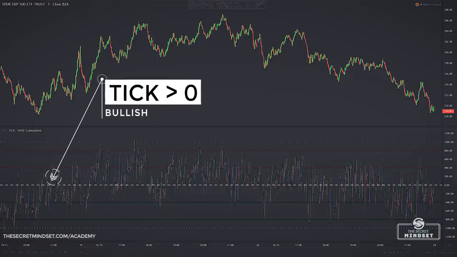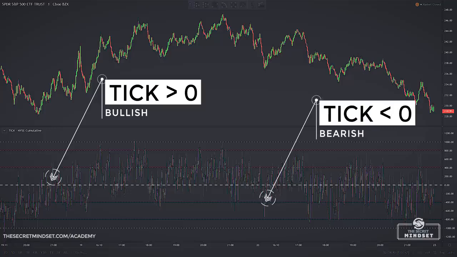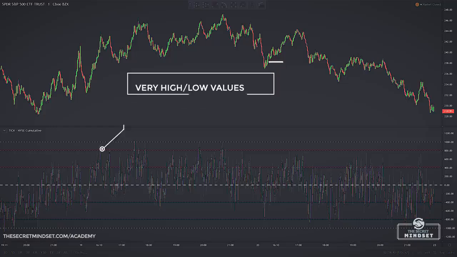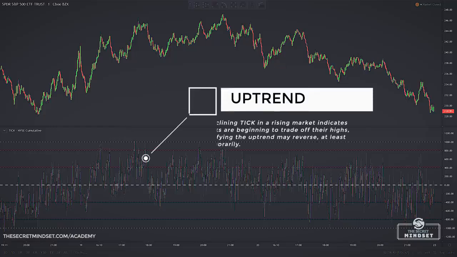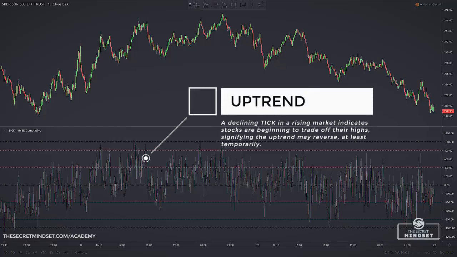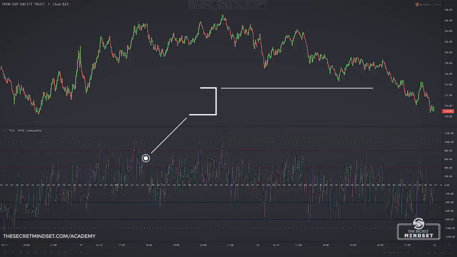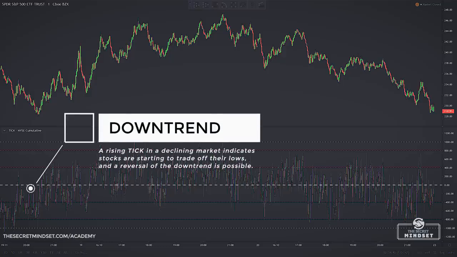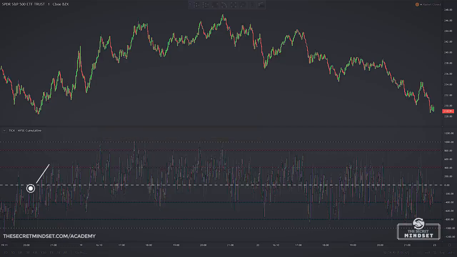Positive rising tick readings are a bullish signal. The opposite is true for a negative declining tick. However, very high or low tick readings often indicate temporary market exhaustion. A declining tick in a rising market indicates stocks are beginning to trade off their highs, signifying the uptrend may reverse, at least temporarily. Likewise, a rising tick in a declining market indicates stocks are starting to trade off their lows, and the reversal of the downtrend is possible.